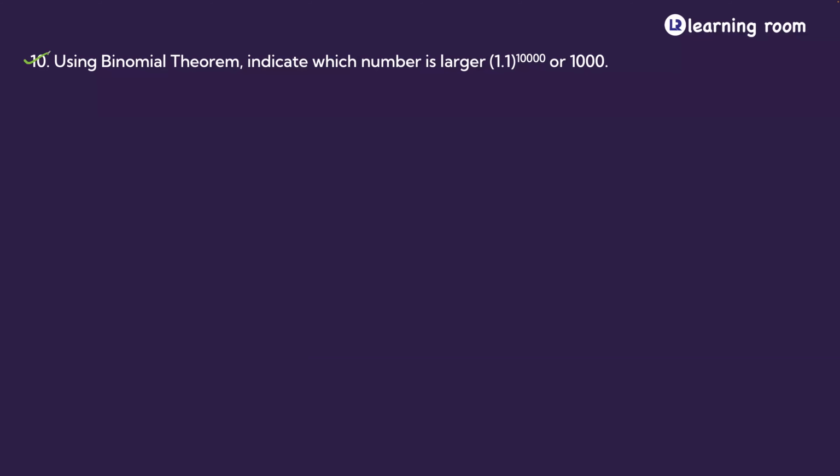So the 10th question is, using binomial theorem, indicate which number is greater: 1.1 raised to the power 10,000 or 1,000. Right. So what is it going to be? How can I write 1.1? 1 plus 0.1 raised to the power 10,000.